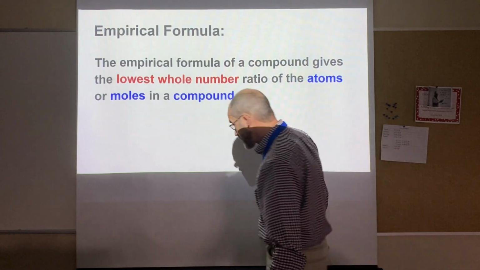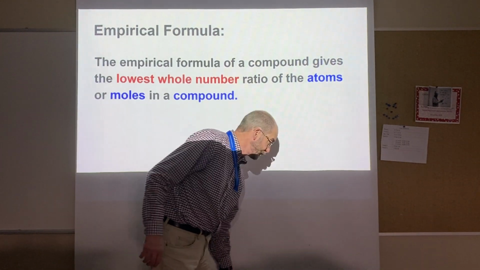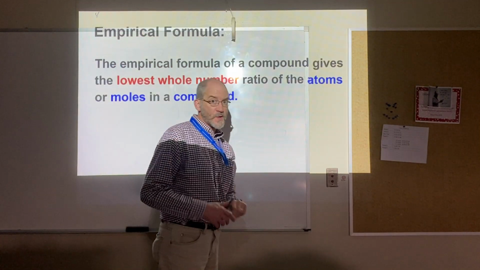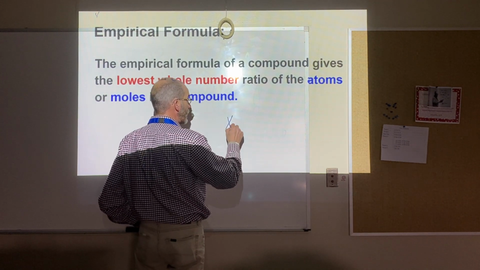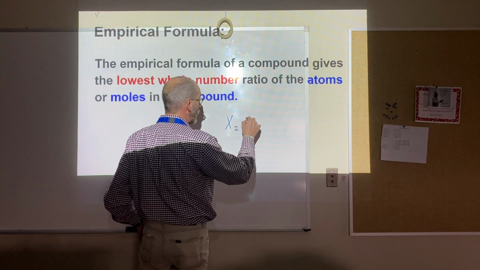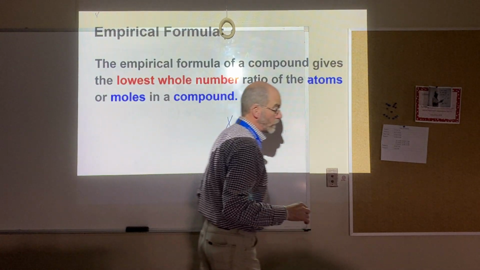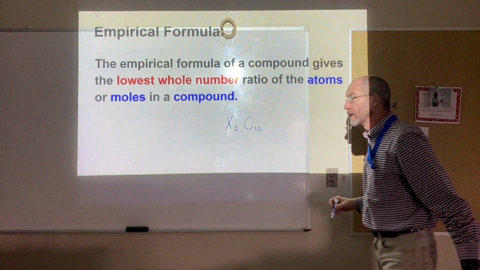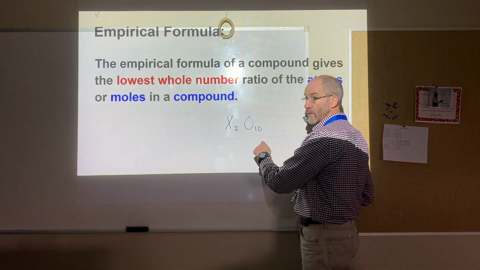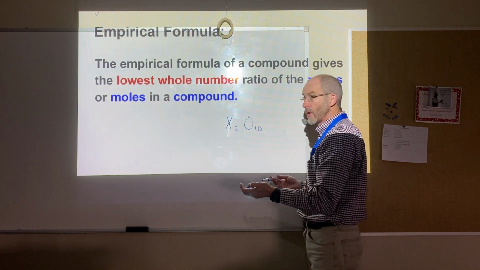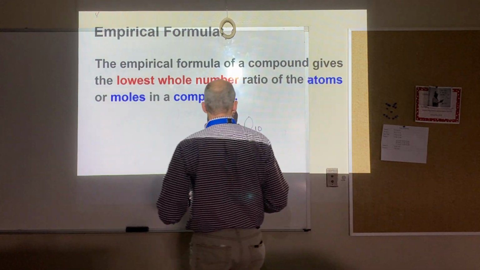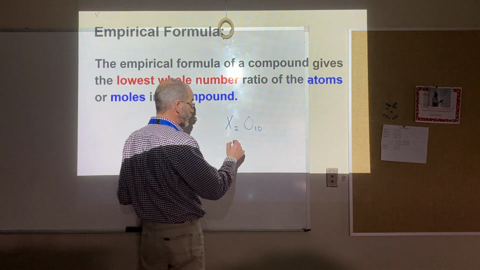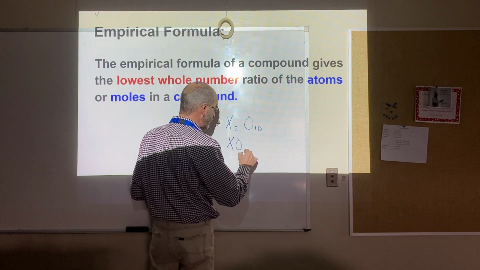All right, now you say, well, what do you mean? I say, let's take a made-up compound. So I have a made-up compound. I have X2O10. All right, that is not my lowest whole number ratio. All right, well, how do I know that? Well, because I know that 2 will go into both of these numbers evenly. So honestly, it would be XO5.